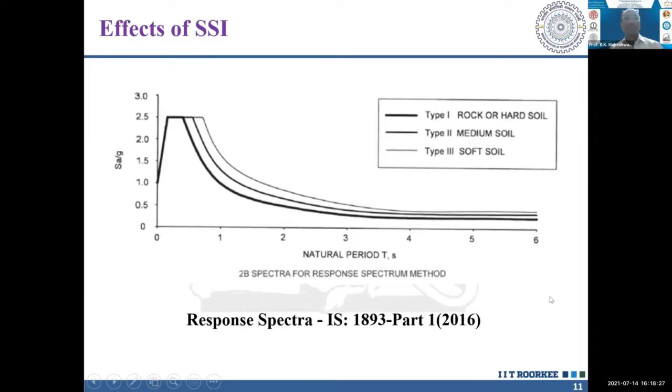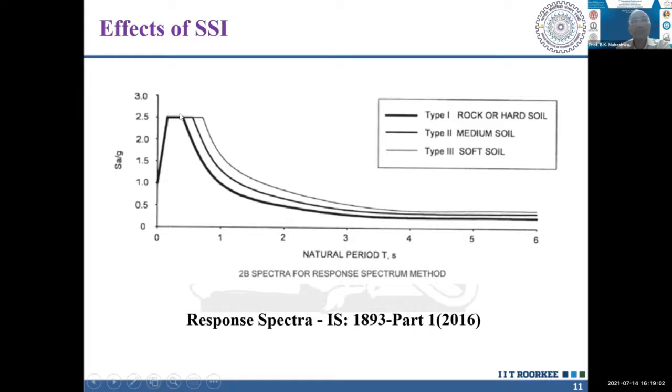Now let's discuss in brief the effect of SSI. When we talk about the effects of SSI, you have three types here. You may be aware this is the response spectrum given in IS-1893, part one. There are three curves denoting three different types of soil. The solid dark line is for rock or hard soil, while the others are for medium soil and soft soil. You can see the time periods 0.4, 0.55, 0.67, so up to 0.4, all types of soil are in this range.